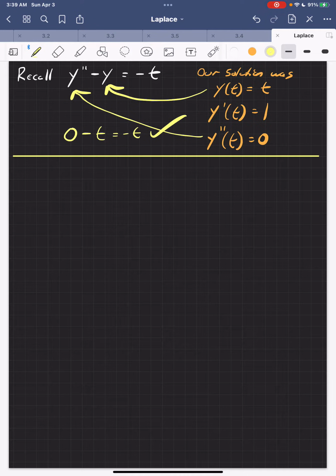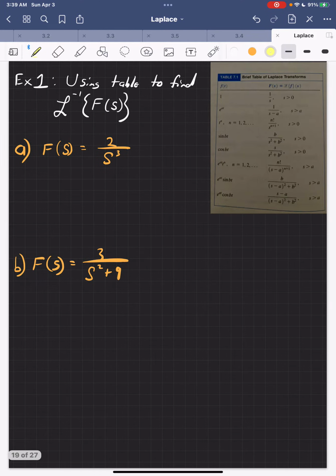Now, what I want to do is practice simply using the table to reverse engineer the Laplace transformation. So for part A, for part B, what we're going to do is we got 2 over s cubed, 3 over s squared plus 9.